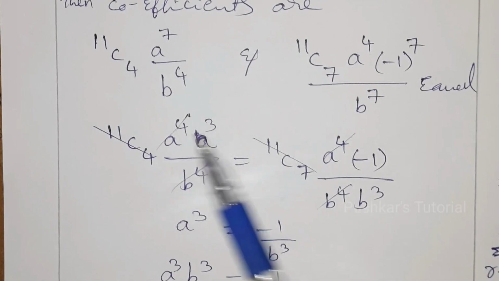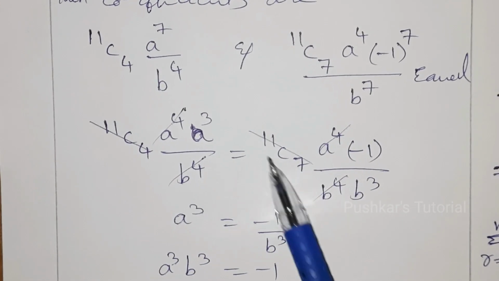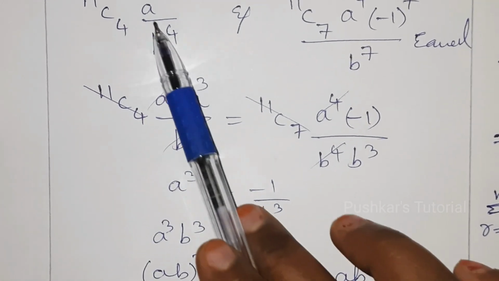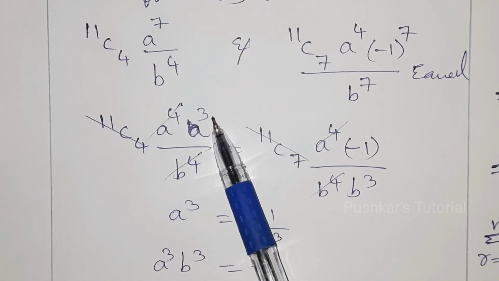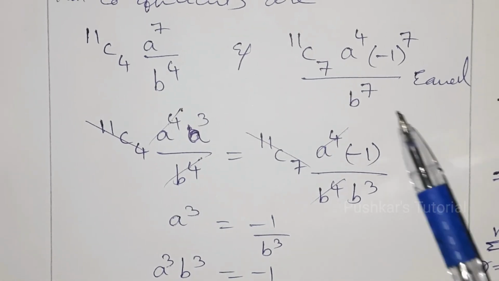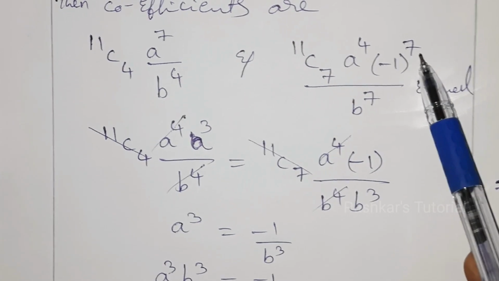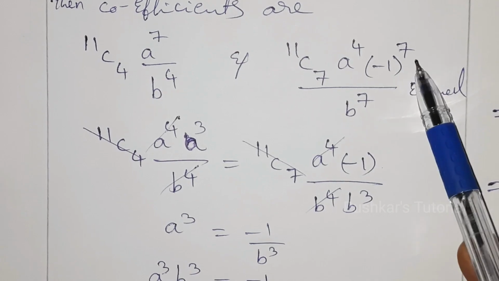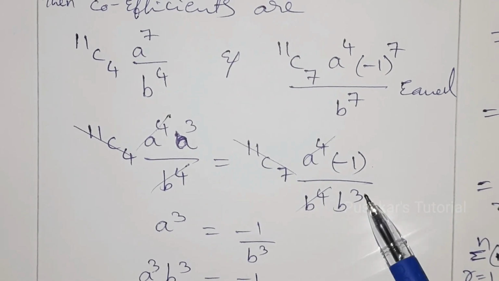Then what he told, both are equal, he given. So equating these two, 11C4 is equal to this one also, 11C7. So here you see a power 7, I am writing a power 4, a cube by b power 4 as it is. And here a power 4 I am writing as it is. Minus 1 to the power of odd number will give you minus only. Even means plus, but here odd, so minus. And b power 7 also I am writing as b power 4 b cube.